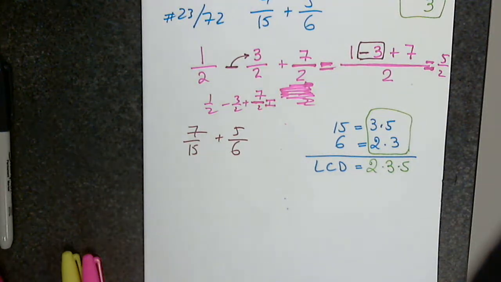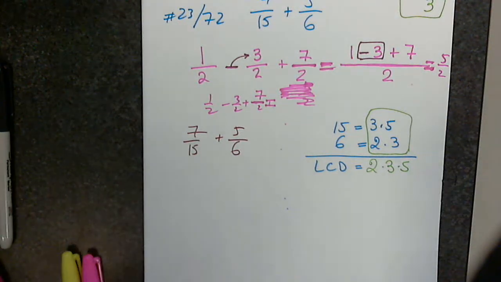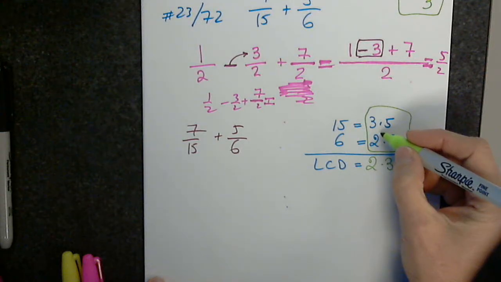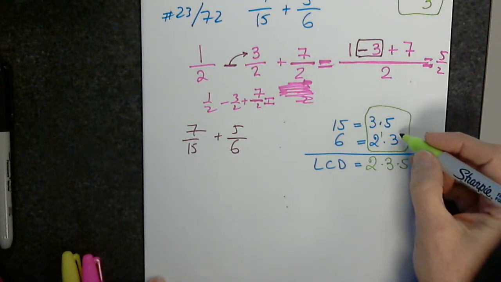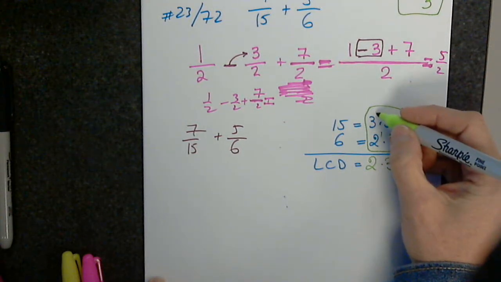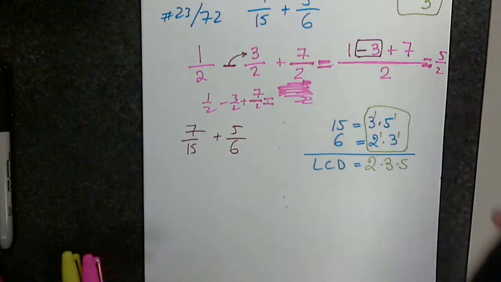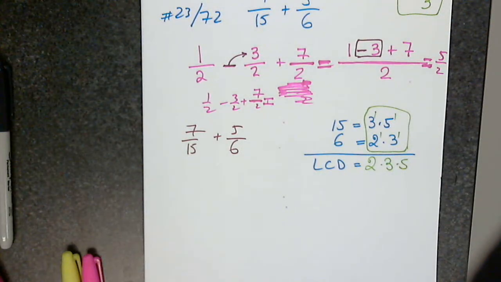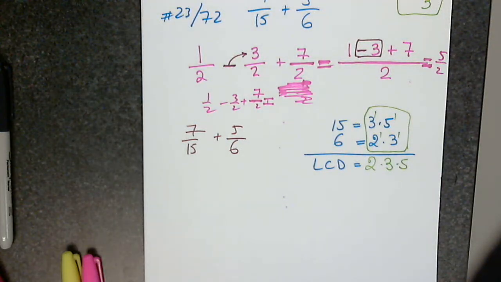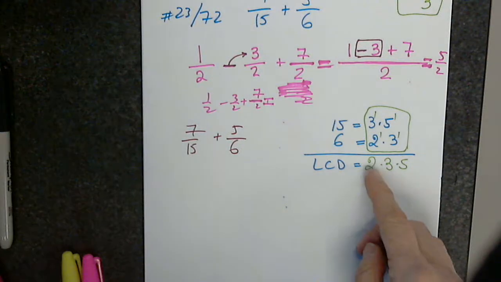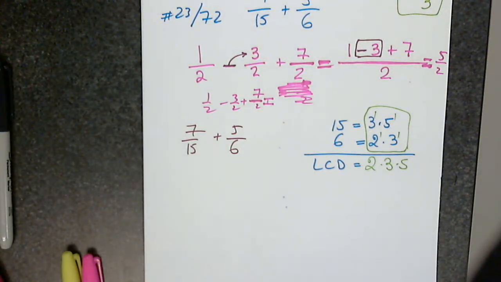Now I have to talk about their exponents. What is the exponent of 2? Yes, or the power. Good. What is the power of 3? What is the power of 5? 1. What is the highest power that 2 has in the green box? 1. So then 2 has to stay with power 1.